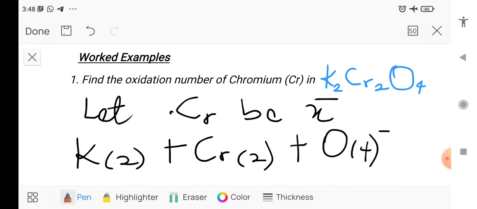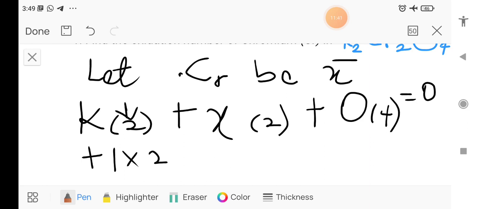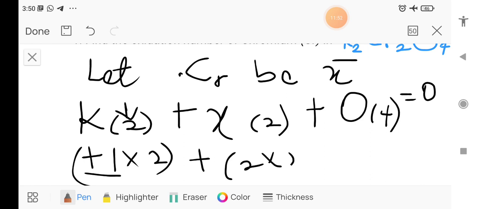That's equal to 0, right? Now, recall that we said our unknown should be represented with X. The oxidation number of elements in group 1 is +1, so +1 times 2, this 2 here, we multiply it by the oxidation number of potassium, which is +1. We don't know X, 2 times X, that's 2X.